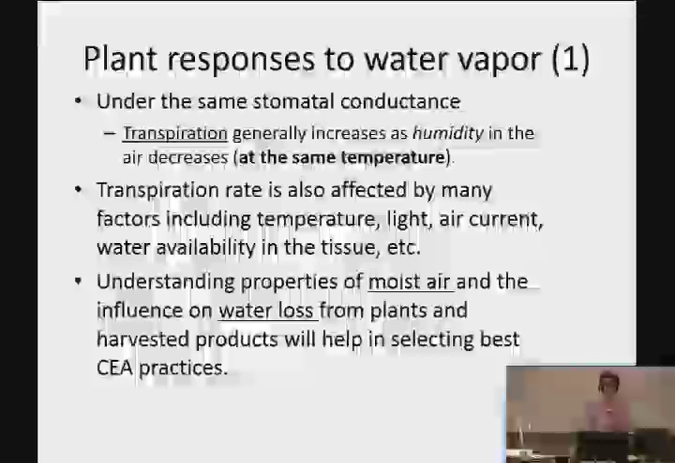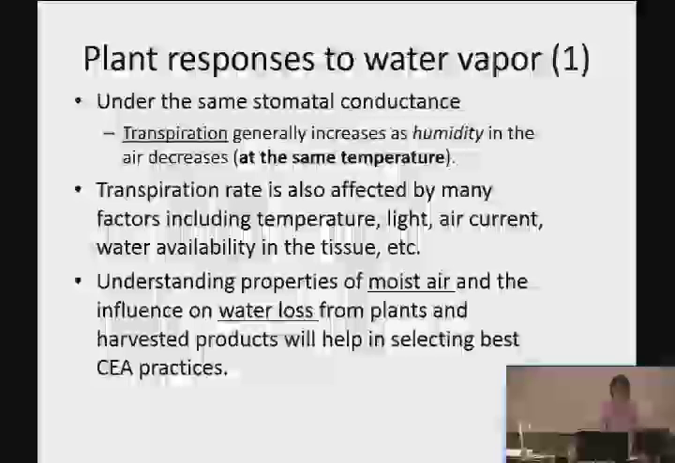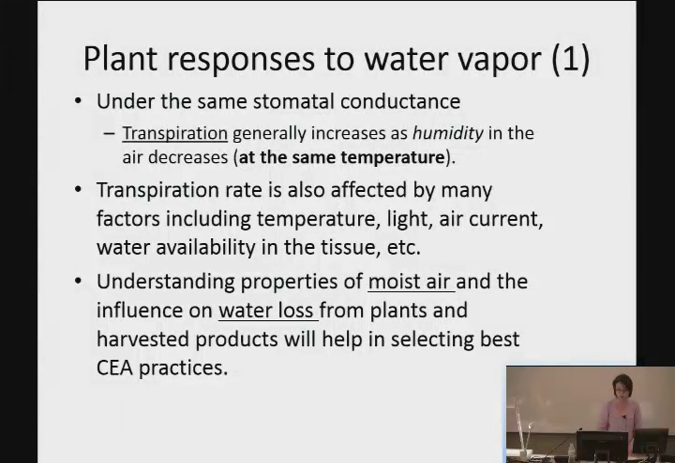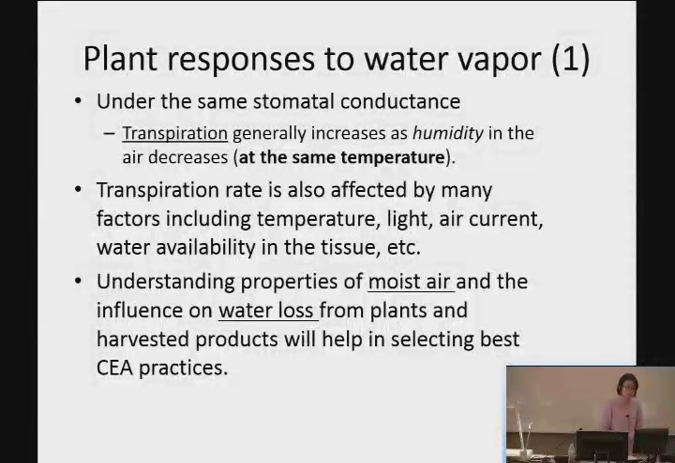You can probably understand this part better when we talk about energy balance, because the conditions are all related to the energy balance of the leaf, such as leaf temperature, light, and air current speed, things like that. We really want to understand moisture in the air and how it affects the plant, because it's very important in crop production and crop physiology under controlled environment. And the good thing is you can control the humidity level.